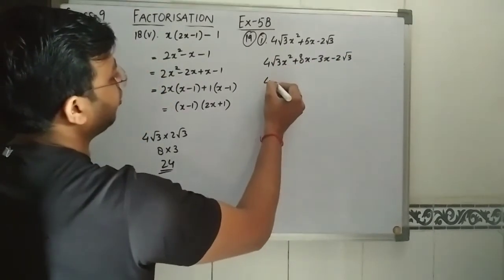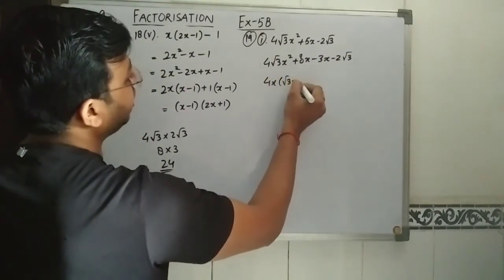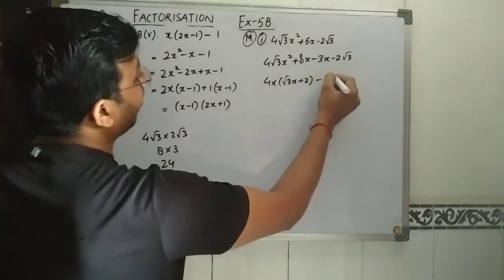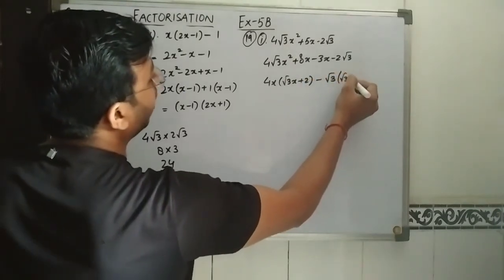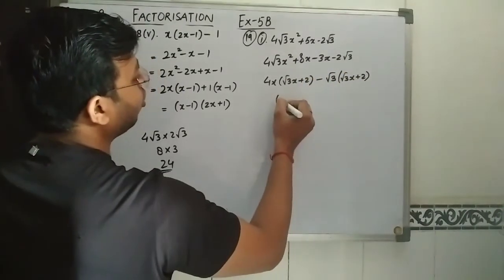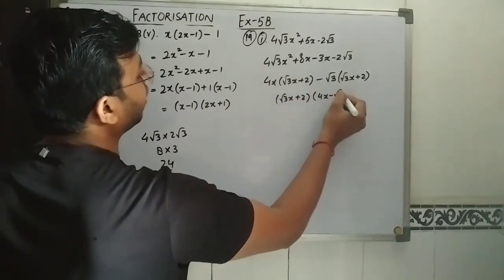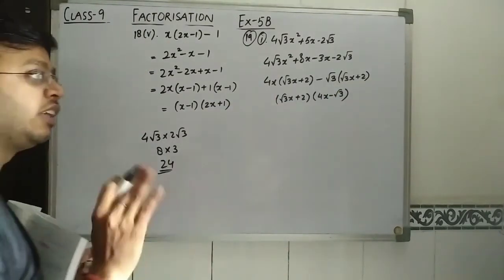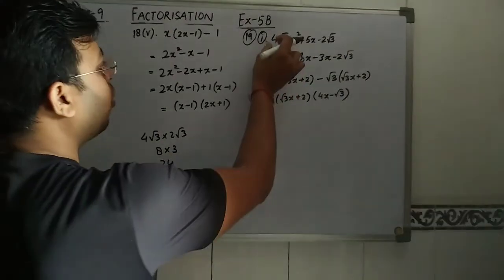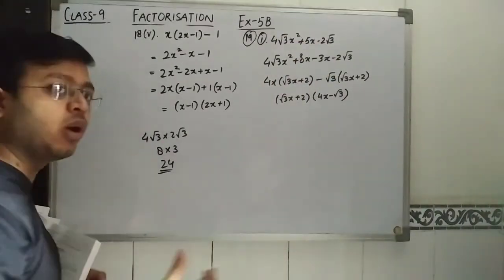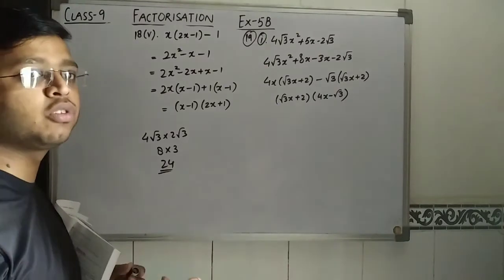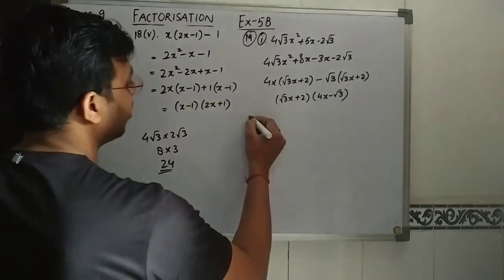In the first two terms 4x is common. So root 3x plus 2 will be remaining. After that minus root 3 common. So again root 3x plus 2. So root 3x plus 2 in the first bracket, 4x minus root 3 in the second bracket. The steps will be same. But the only problem is root. So if you have confidence about the solutions of roots, then there will be no problem.